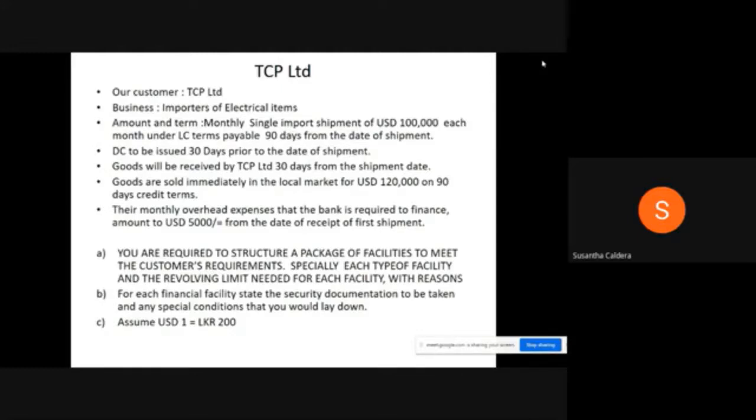Monthly single import shipment of $100,000 each month under LC terms payable 90 days from the date of shipment. LC to be issued 30 days prior to the date of shipment, that means 1 month before the shipment. Then goods will be received 30 days from the shipment date. Then it will take another 1 month to receive the goods.